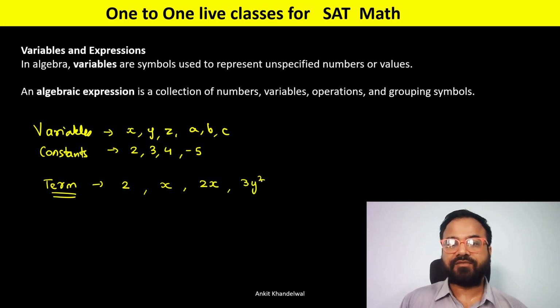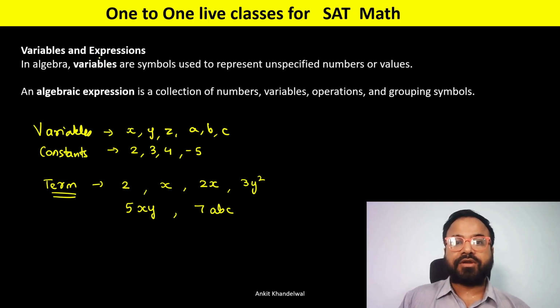Similarly 3y square is a term, 5xy is a term, 7abc is a term. There can be as many variables as you want to include. So a combination of the constants and the variable, or a single constant or single variable, is collectively known as the term.